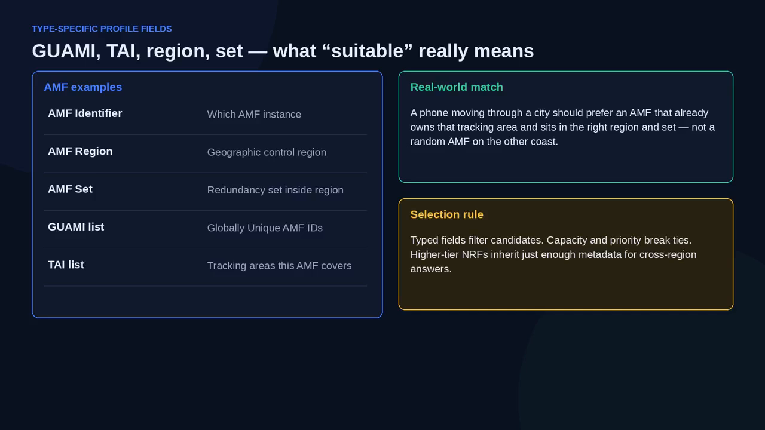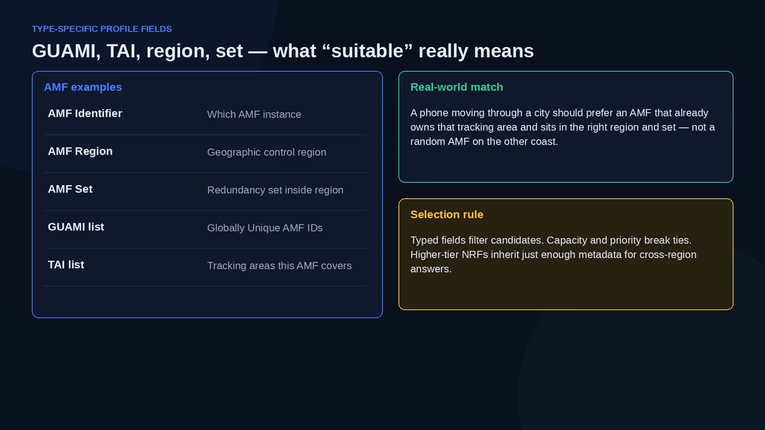Zoom into the type-specific side of the profile, the part that makes selection correct, not just possible. On the source slide, two AMF-oriented examples appear. One path lists AMF identifier, AMF region, and AMF set. Another expands into lists the NRF must store: GUAMI, the globally unique AMF identifier, and TAI, the tracking area identity list that says which radio geography this AMF covers.